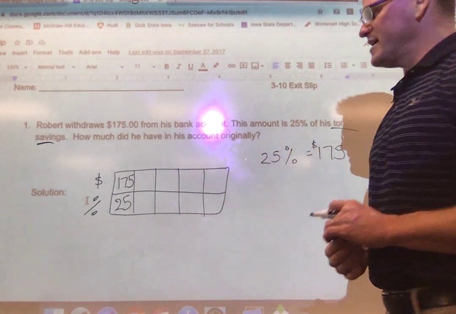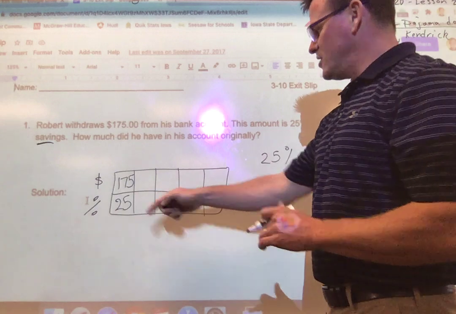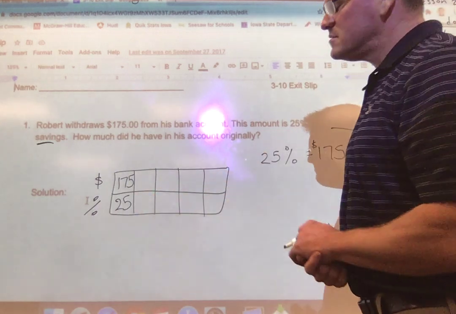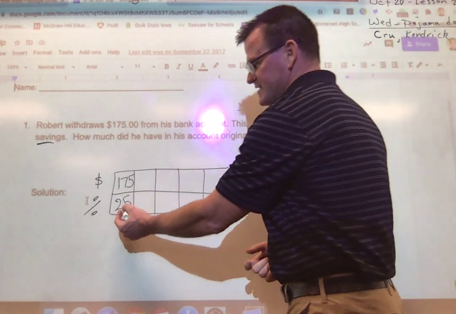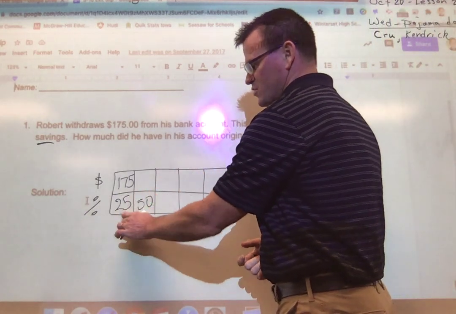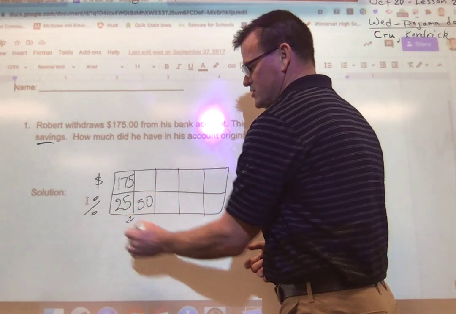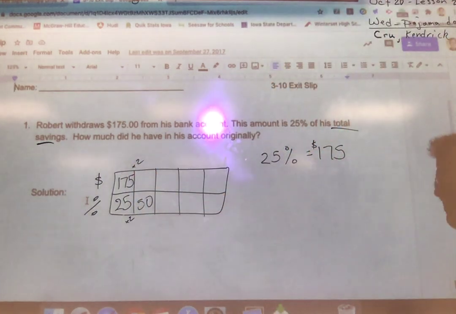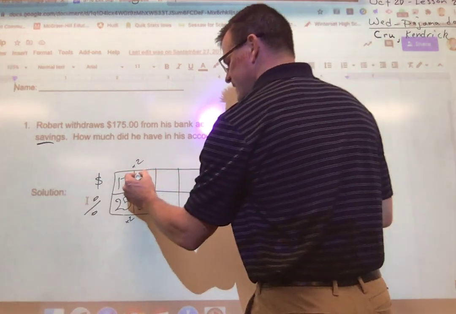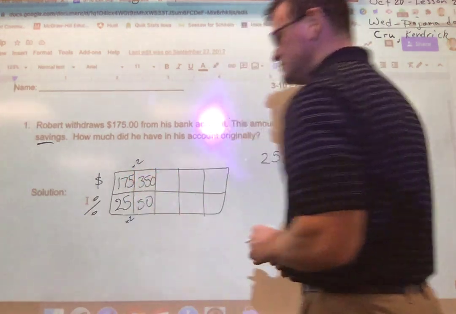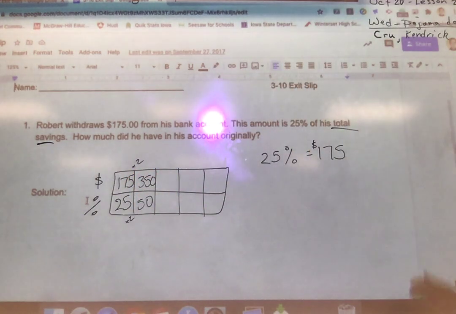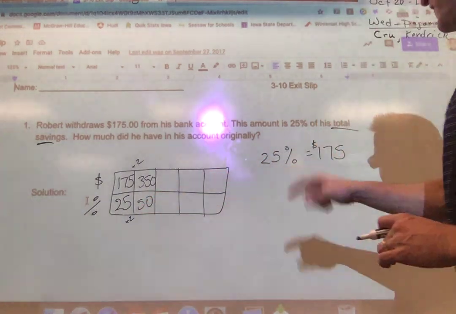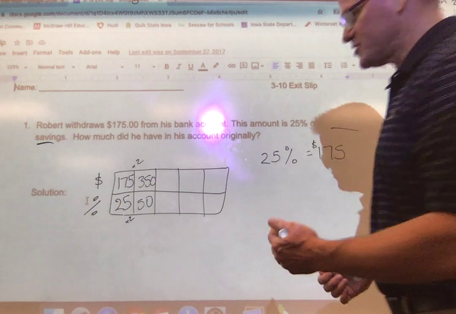So with the ratio rate table, I know I can try and see some numbers that get along here. What if I double both of these? If I double his percent from 25 to 50, again, taking it times 2, then I double his money. Okay, so I double 175 and I get $350. Again, I need to get to all his money. And right now I know that's half his money.